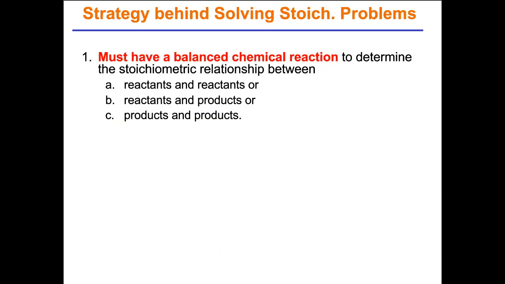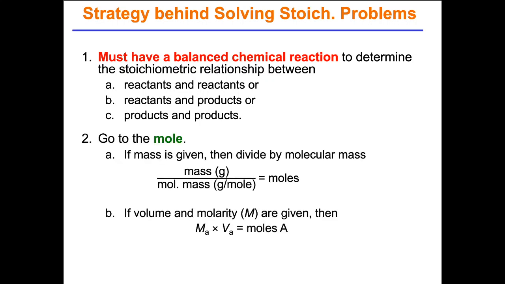So if we want to solve a stoichiometric problem, we have to first have a balanced chemical reaction. Okay, and we can determine the stoichiometric ratios between just what we said before: reactants and reactants, products and products, reactants and products. Okay, so the first thing will always be go to the mole. Okay, if you're given mass, divide by the molecular mass to get to moles.